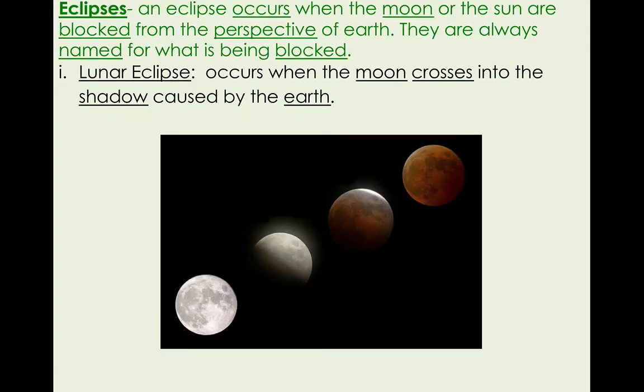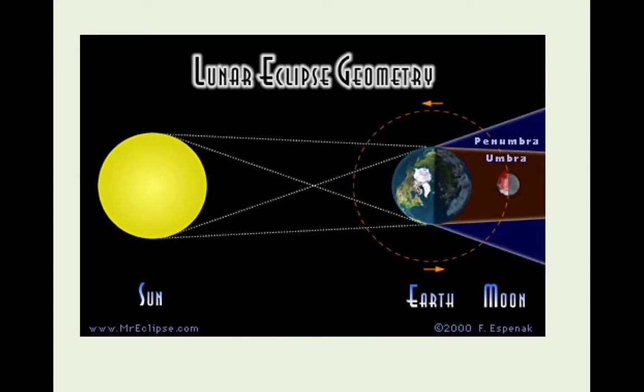So a lunar eclipse means that the moon is blocked from our perspective. And this happens because the moon crosses into the shadow that is actually caused by the earth. All right. So the moon is crossing into that shadow caused by the earth. And here's a little diagram about how things line up. You can see that we've got the sun, and then the earth, and then the moon. So you got to know the right order first.